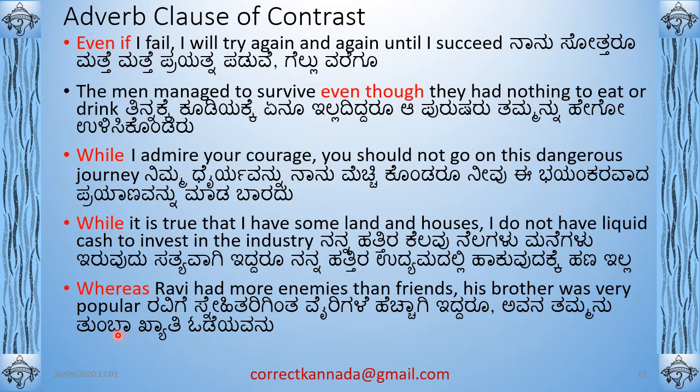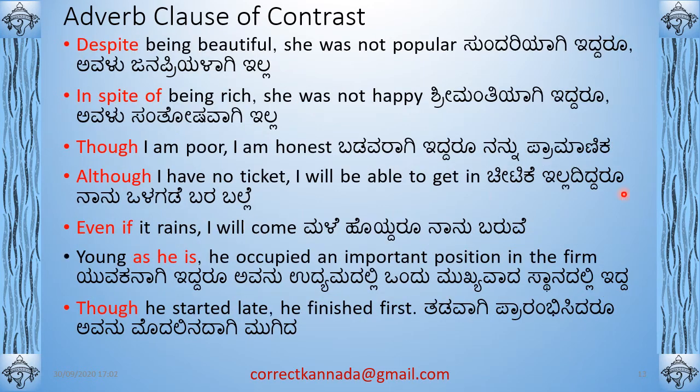ಅವನ ತಮ್ಮನು ತುಂಬಾ ಖ್ಯಾತಿ ಒಡೆಯವನು. ಒಡೆ is to have, to possess. ಖ್ಯಾತಿ is popularity. Okay, ಖ್ಯಾತಿ ಒಡೆಯವನು. Okay, one more adverb clause of contrast. Despite being beautiful, she was not popular. ಸುಂದರಿಯಾಗಿ ಇದ್ದರೂ ಅವಳು ಜನಪ್ರಿಯಳಾಗಿ ಇಲ್ಲ. So ಸುಂದರಿಯಾಗಿ ಇದ್ದರೂ, even though, ಅವಳು ಜನಪ್ರಿಯಳಾಗಿ ಇಲ್ಲ.